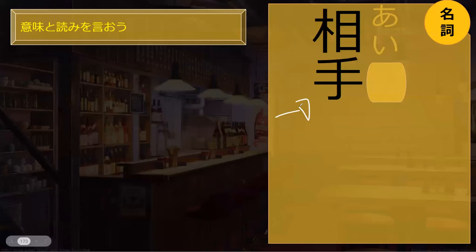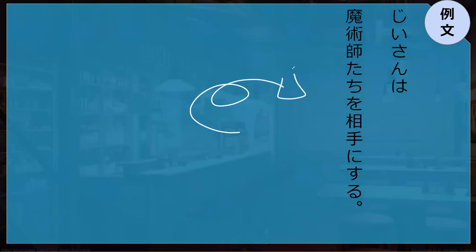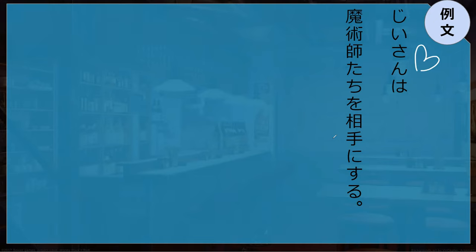Can you read this word? Aite, opponent, adversary. Yes. Competition. Can you read this for me? イーサンは魔術師たちを相手にする. To do the competition. To become or to do. It's kind of more like to do opposition, to become, to keep. So aite doesn't necessarily have to be negative.